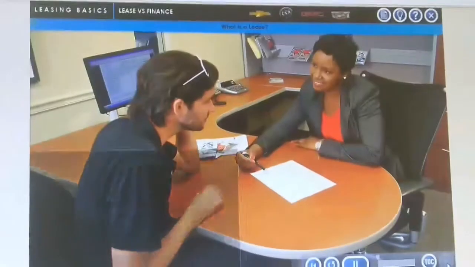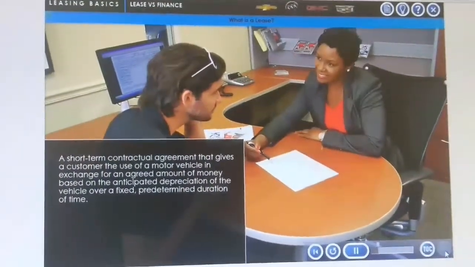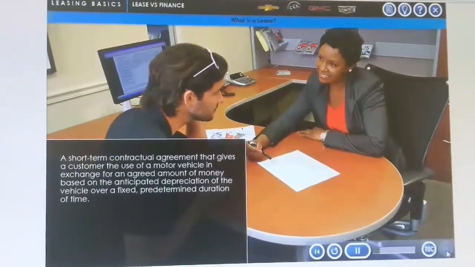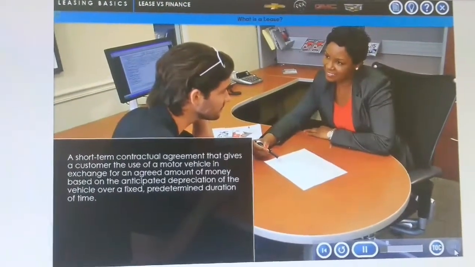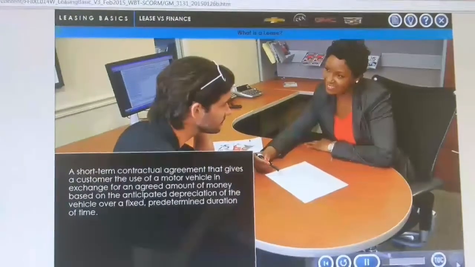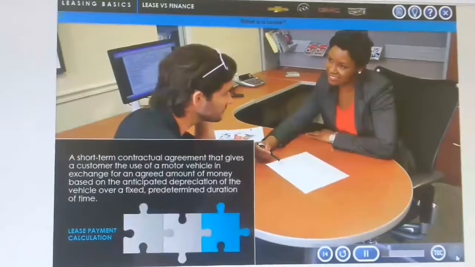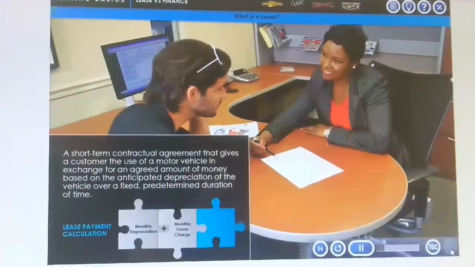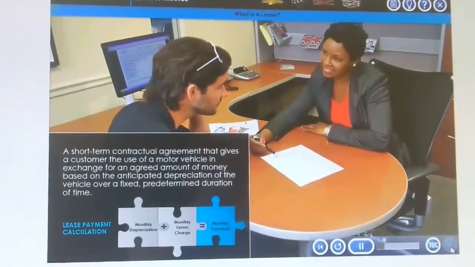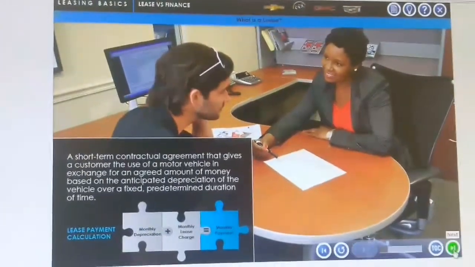What is a lease? A lease is a short-term contractual agreement that gives a customer the use of a motor vehicle in exchange for an agreed amount of money, based on the anticipated depreciation of the vehicle over a fixed, predetermined duration of time. The basic lease payment calculation is simple. The monthly depreciation plus the monthly lease charge equals the monthly payment. We'll take a closer look at this later in this course.